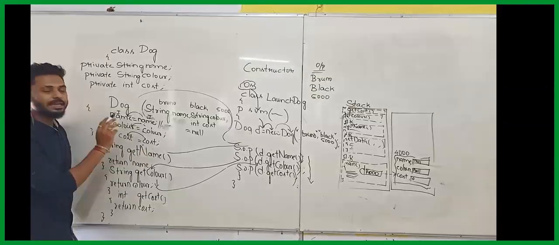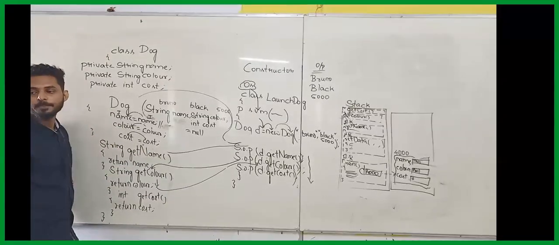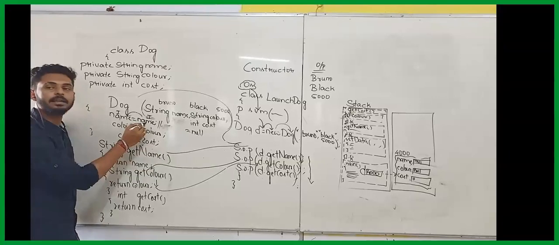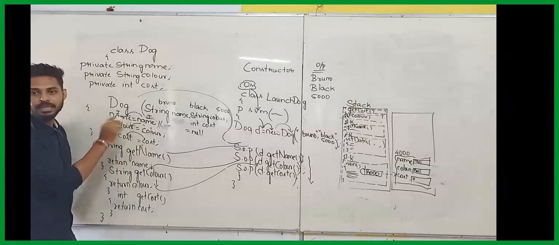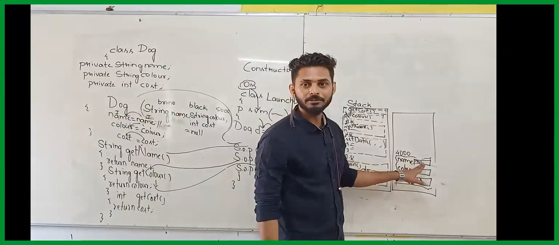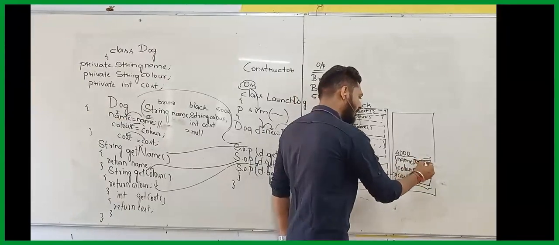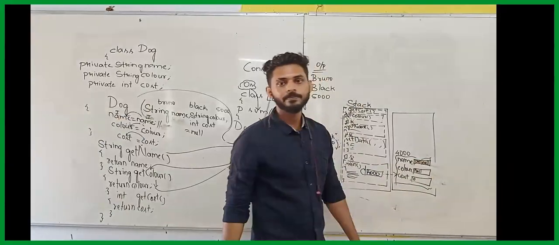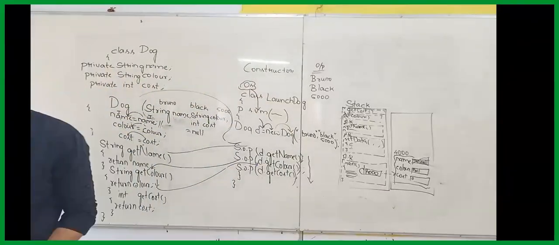So what is there in your instance variable name? What is the value present in your instance variable name? Null. So what will it do? It will take that null and store it in instance variable name. Whatever value is there in your instance variable name, it will take it and store it here as null. Getting my point? Yes or no?